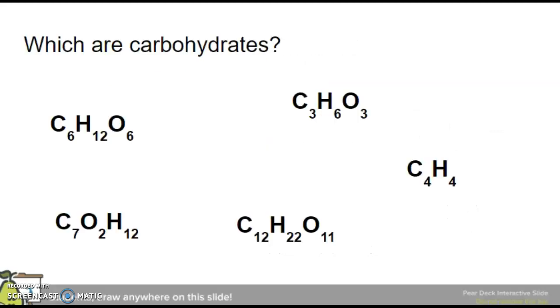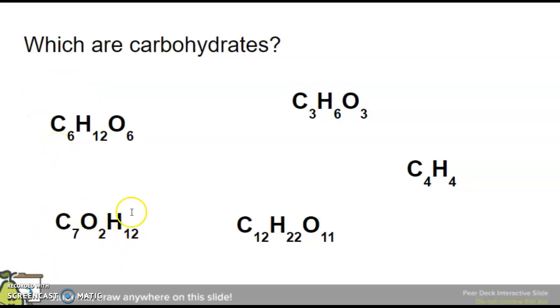So let's take a look. If I have these, we have to take a look and see which of these have the correct ratio. So if we look at this first one, remember our ratio is 1 to 2 to 1, meaning they have twice as many H's as they have C's and O's. Well, here they've got twice as many H's. They've got 12 instead of 6 here. 6 times 2 is 12. So this would be a carbohydrate.